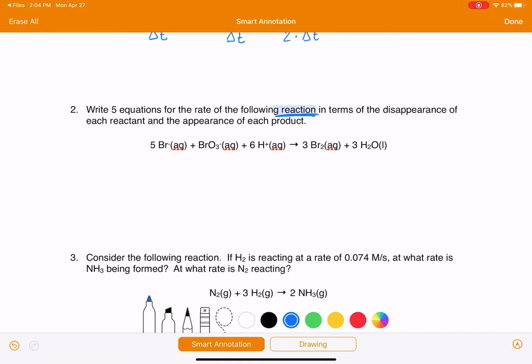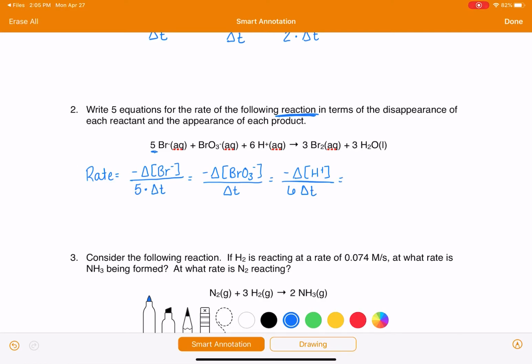Now write 5 equations for the rate of the following reaction. Again, that means we want stoichiometry. So for our first reactant, negative delta [Br-] over 5 delta t, our stoichiometric coefficient, is equal to negative delta [BrO3-] over delta t, with no stoichiometric coefficient there. That is equal to another reactant, negative delta [H+] over 6 delta t.